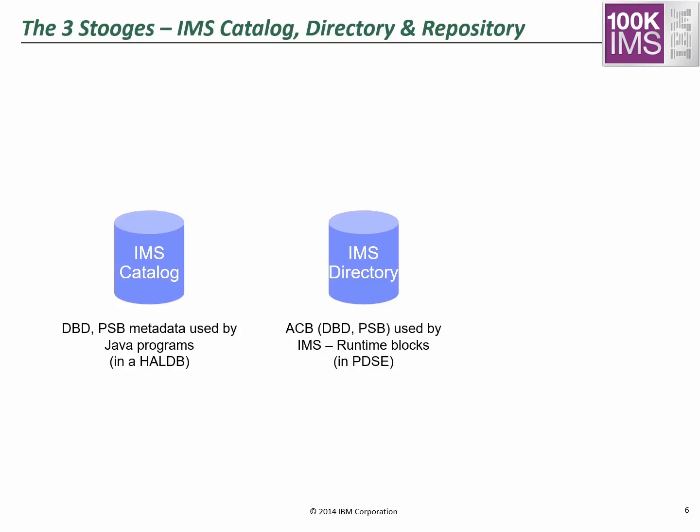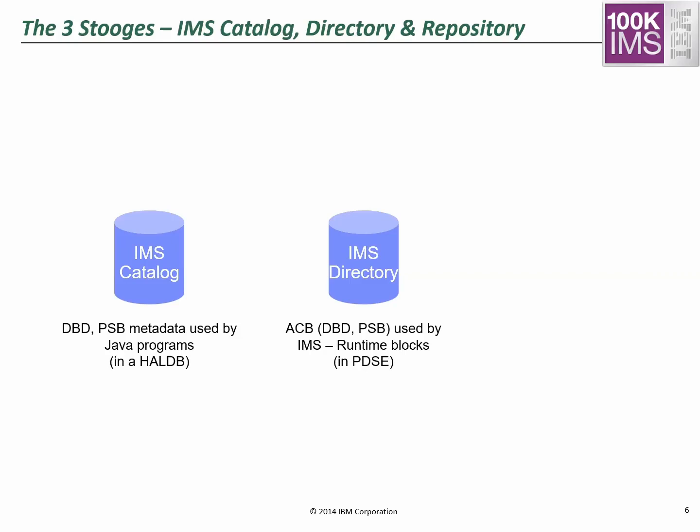Also, going forward, when you implement DDL, the catalog is also used by DDL, right? What's in the IMS directory is the same information that's in the catalog, but it's in a different format. It's ACB blocks, right? So in essence, it's the same information that you have in the catalog, but in a different format.